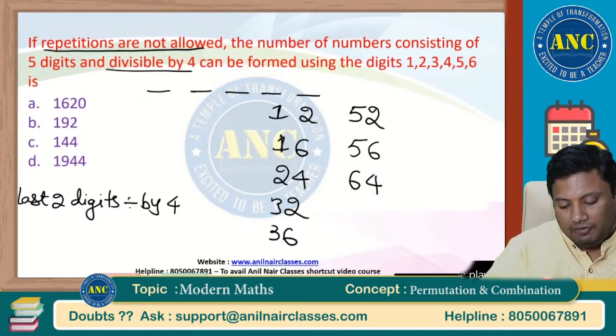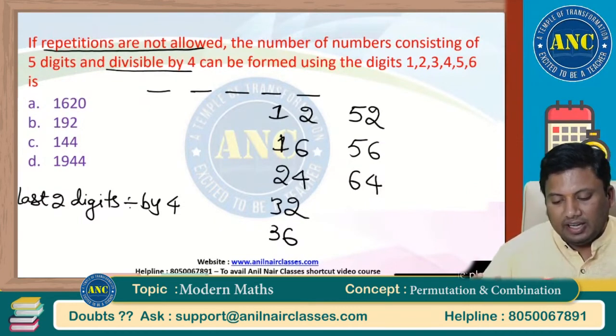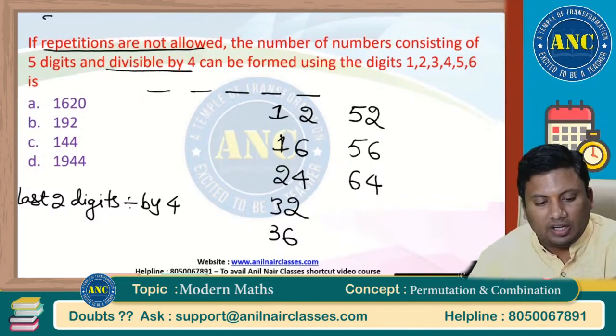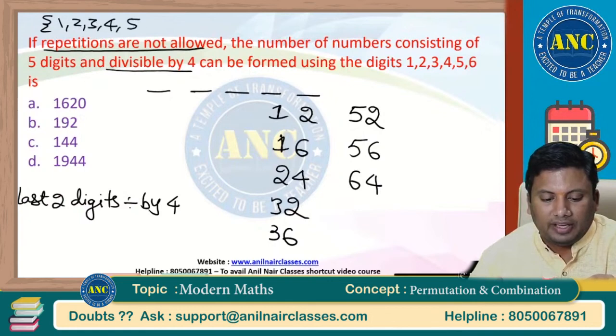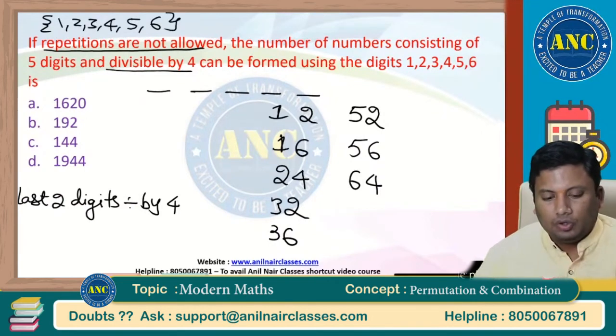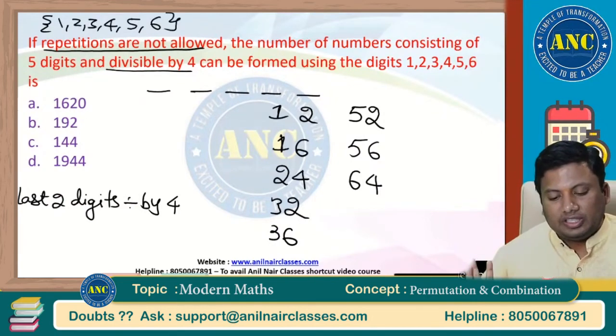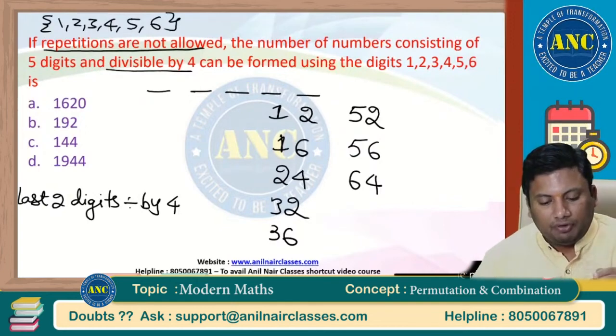1, 2, 3, 4, 5, 6, 7, 8. So, out of total how many digits are there? 1, 2, 3, 4, 5, 6. 2 digits are fixed. So, remaining 4 digits, any 4 digits will come.